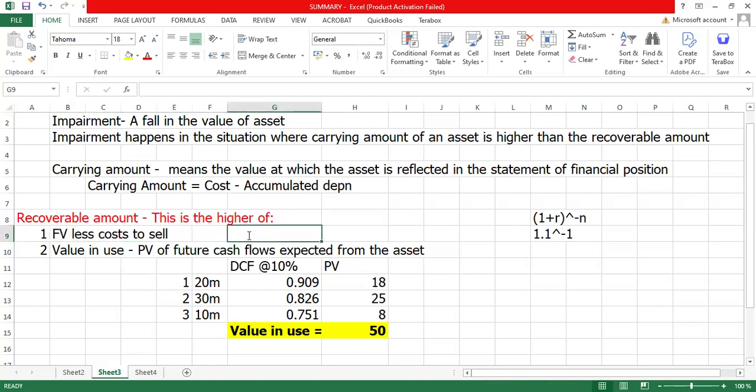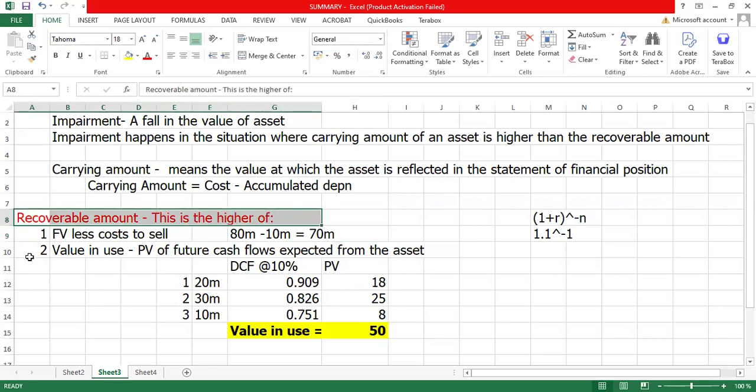If the selling price is, let's say, 80 million, then you remove the cost to sell, like 10, and you will be left with 70 million. So for you to know the recoverable amount, you compare and take the higher.